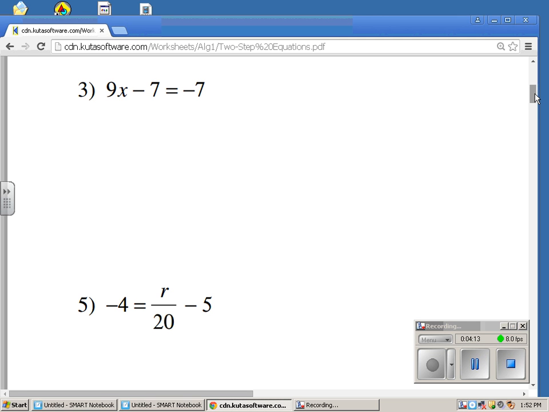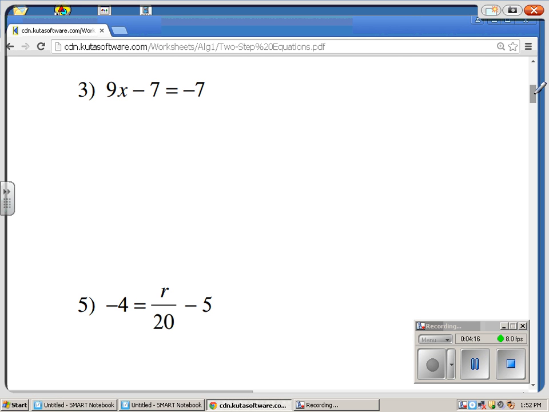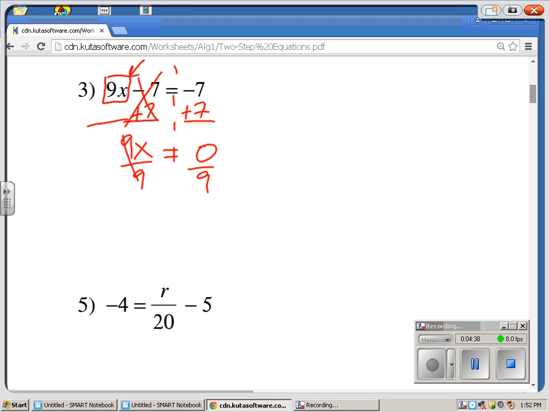All right, so 9x minus 7 is equal to negative 7. I'm going to put a box around the 9x because I'm trying to get that x alone. So the first problem number I'm going to get rid of is the negative 7. So I add 7 to both sides. On the left side, I'm left with just 9x. On the right side, I'm left with 0. And then the final step I take is to divide both sides by 9.